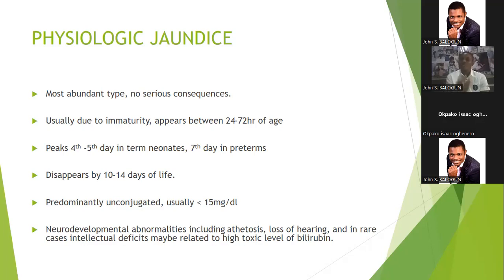Physiologic jaundice disappears within 10 to 14 days of life. So by the 14th day, if it's physiologic, you should not see it. Any jaundice you are seeing after 14 days of life is not physiologic jaundice. And most physiologic jaundice is unconjugated. So if it becomes conjugated, remember I told you, what it means is that it is pathologic, and you think of sepsis. Sepsis is a very common cause of pathologic jaundice in which you see conjugated hyperbilirubinemia.